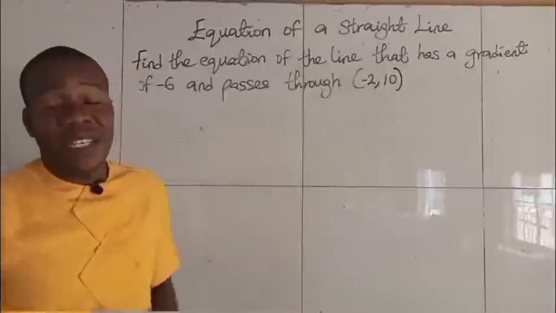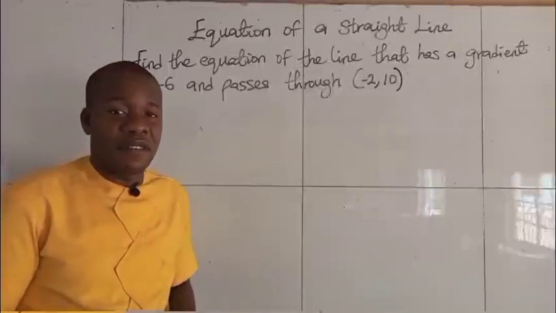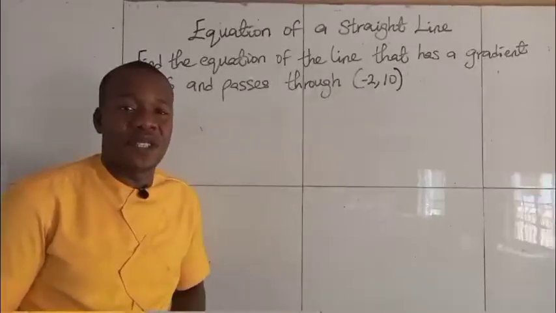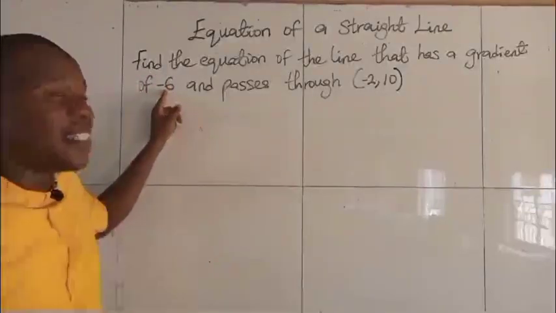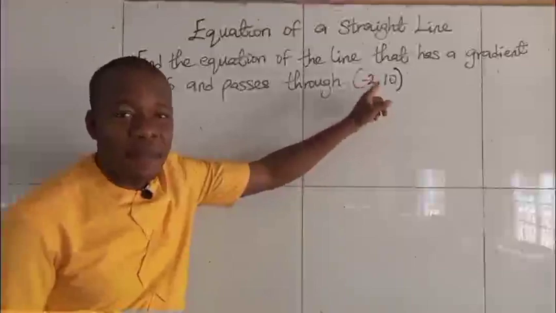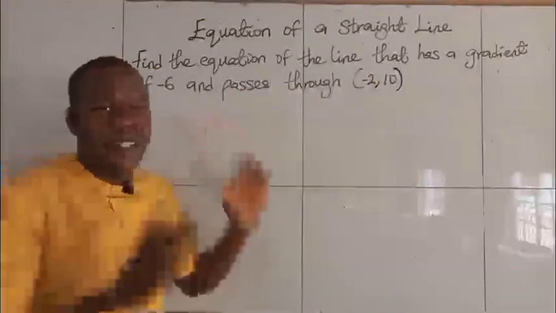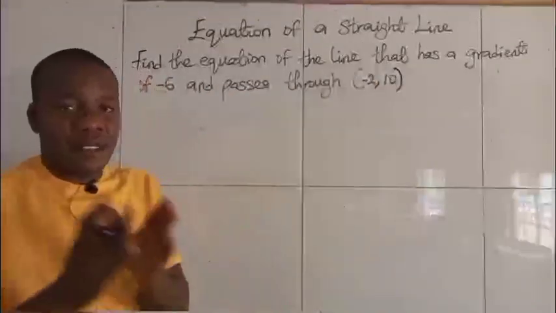So we can look at the question and find out what parameters we are given before we can generate the equation of the straight line. We are given the gradient, -6, and we're given one point. So we have a point and the gradient. So this is the same as the one-point gradient form.